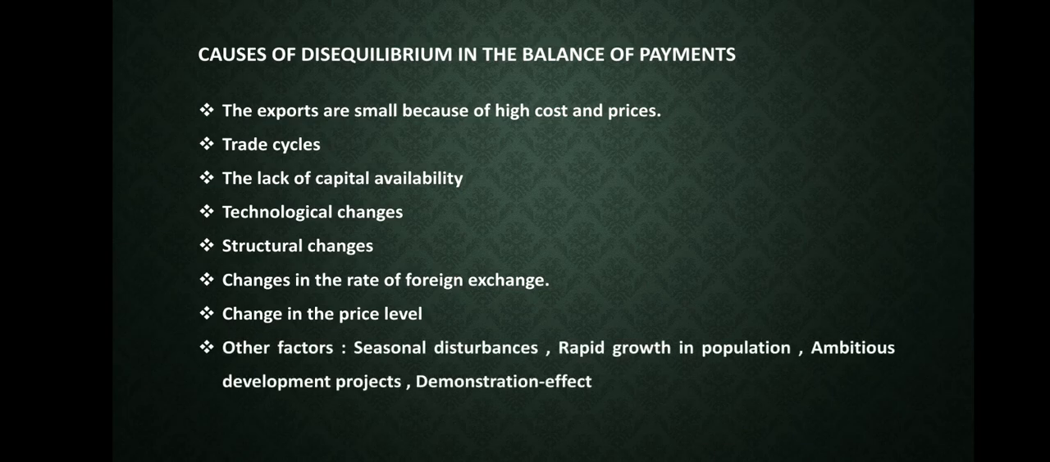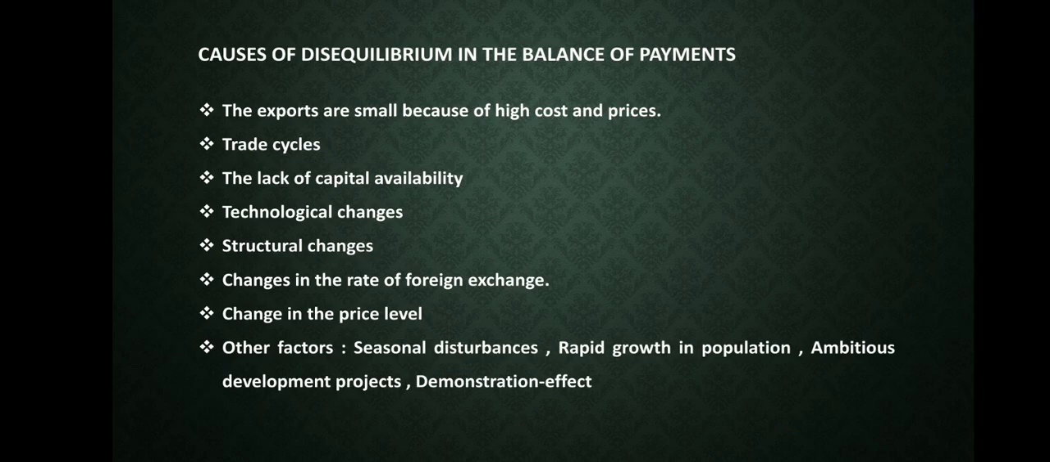The eighth is the other factors which may cause the temporal disequilibrium. First one is the seasonal disturbances or crop failure, particularly in the primary goods producing countries. Second, the rapid growth of population leading to a large scale import of food items. Third, the ambitious development projects requiring heavy imports of technological equipment, machinery, etc., and technical know-how. Fourth, the demonstration effect of advanced countries on the consumption pattern of people of less developed countries.